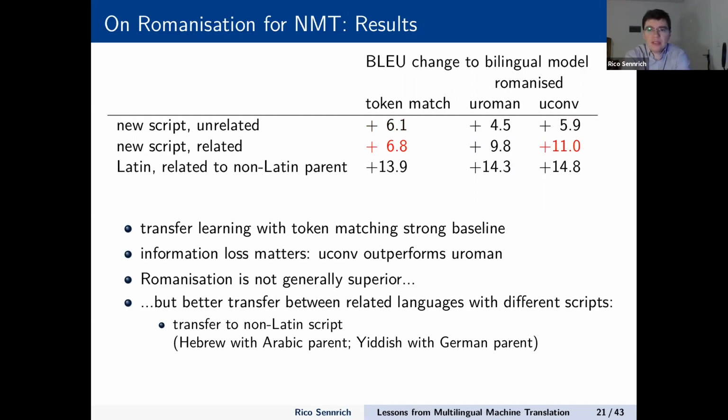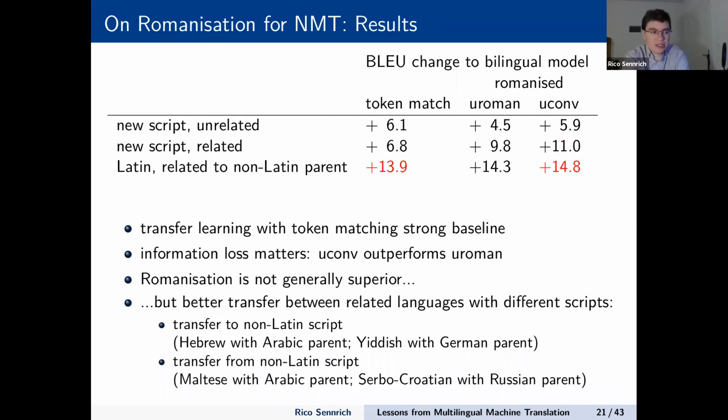But on the positive note, we did see evidence for positive transfer, better transfer than with token matching, for languages that are related but use different alphabets. Like Hebrew, which is closely related to Arabic but uses different scripts, and Yiddish is related to German but uses different scripts. So we saw a larger transfer performance when you used this romanization, both for the parents and the children. It also works the other direction, like if you have Maltese or Serbo-Croatian, both use the Latin script, but they have some related languages in the parent language, which don't.